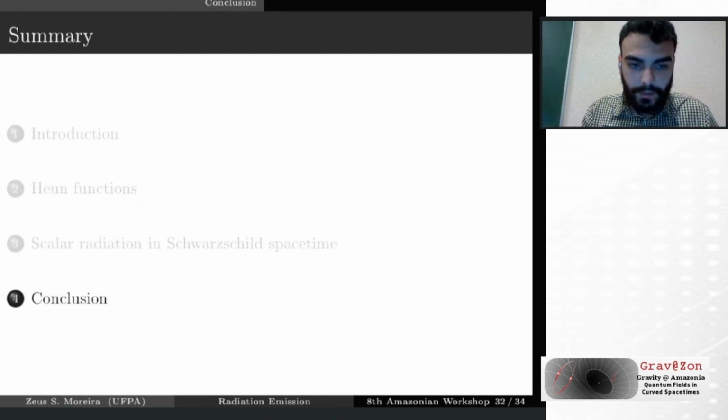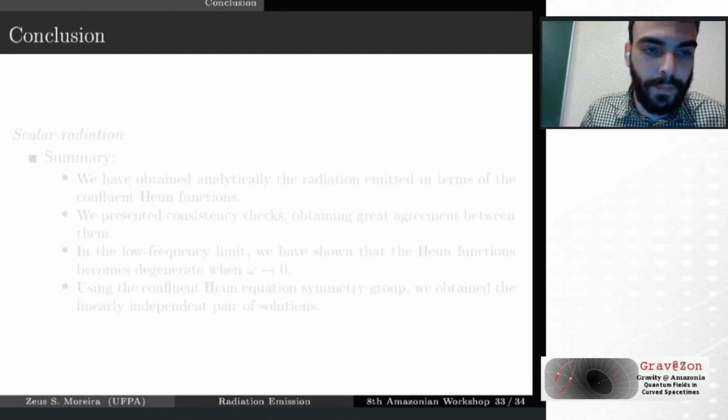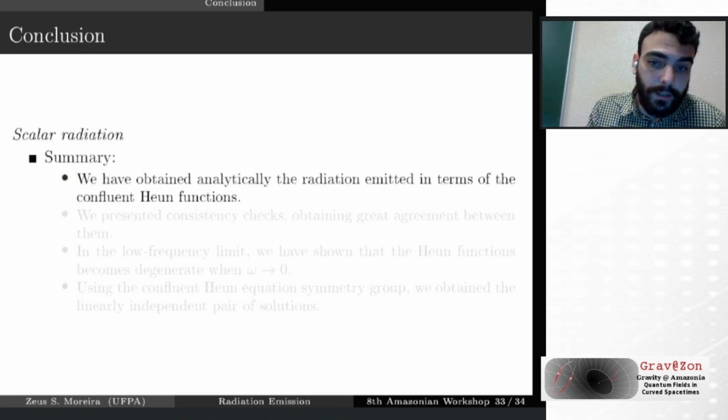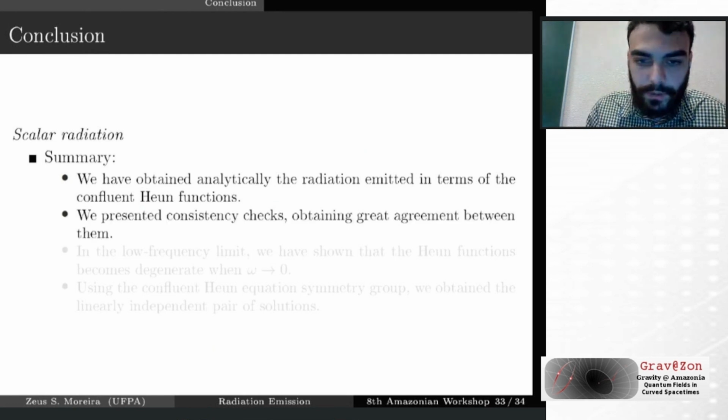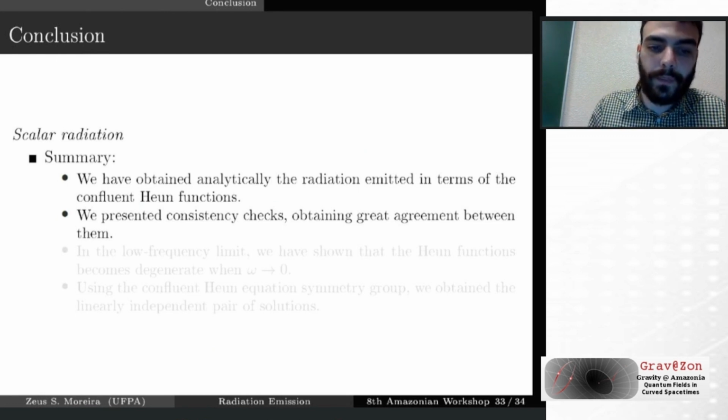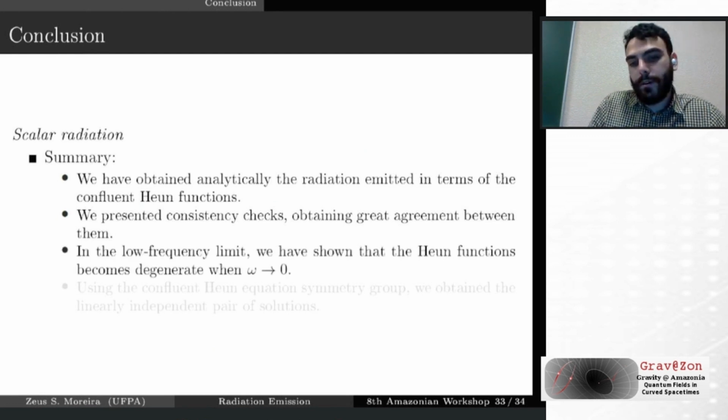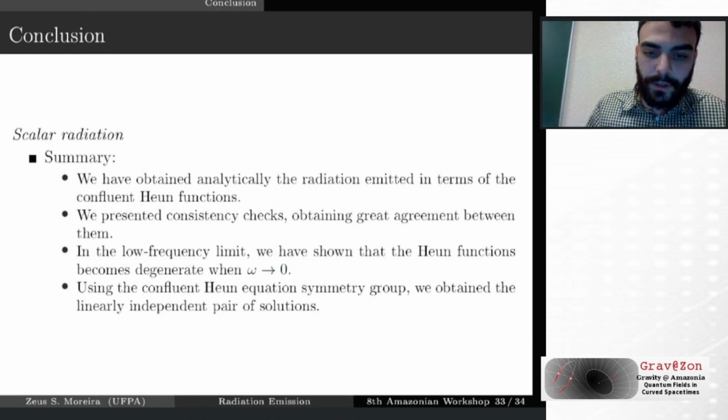Okay, so now I will just make a summary of everything I said to you. We have obtained analytically the radiation emitted in terms of the confluent Heun functions. We present some consistency checks comparing the numerical and analytical solutions, obtaining great agreement between them. And in the low frequency regime, we have shown that the Heun functions become degenerate. But using the confluent Heun equation symmetry group, we are able to obtain a linearly independent pair of solutions.